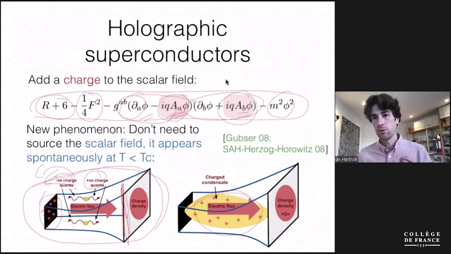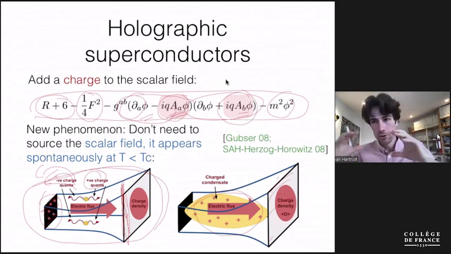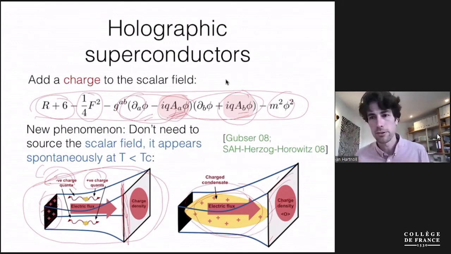Okay, so the important point is I'm not going to put a source for the scalar field on the boundary. I'm just going to cool down the Reissner-Nordström black hole, and below some temperature, a condensate will appear outside the horizon.